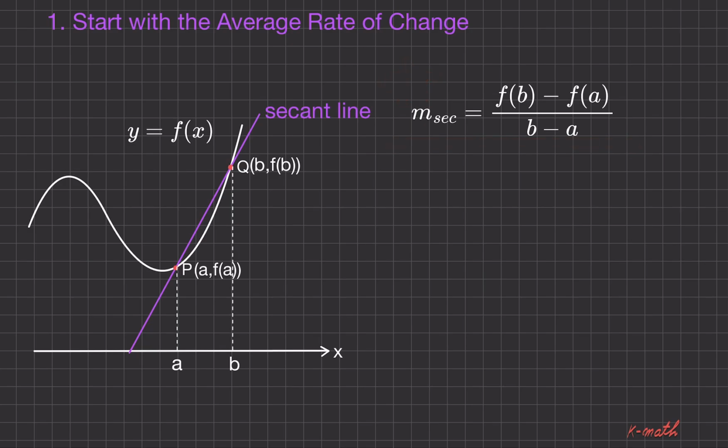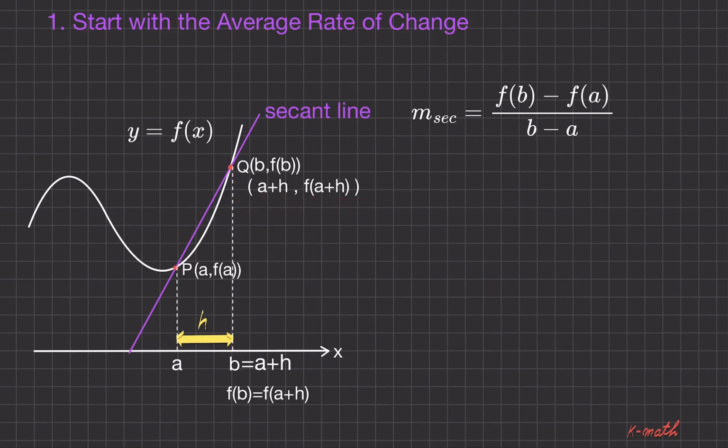Let's get a little bit more specific. Let's say b is h units away from a along the x-axis. Then we can write b equals a plus h. And f of b becomes f of a plus h. So its coordinate is a plus h comma f of a plus h.